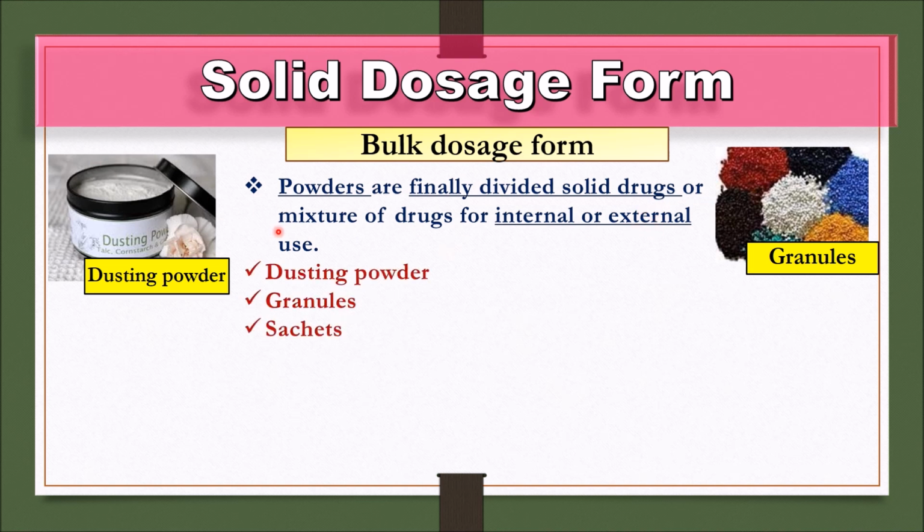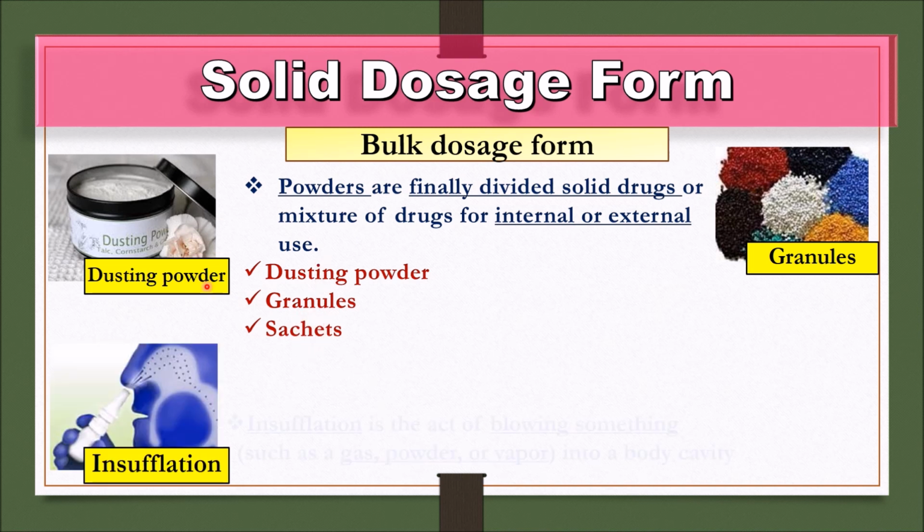So there are three types of bulk dosage form in that category. These are dusting powder, granules. These granules are a dosage form that is available in a small granular form, and sachets. We have already discussed sachets in unit dosage form, but there are some sachets that are also available in bulk dosage form. So these are the dusting powders.